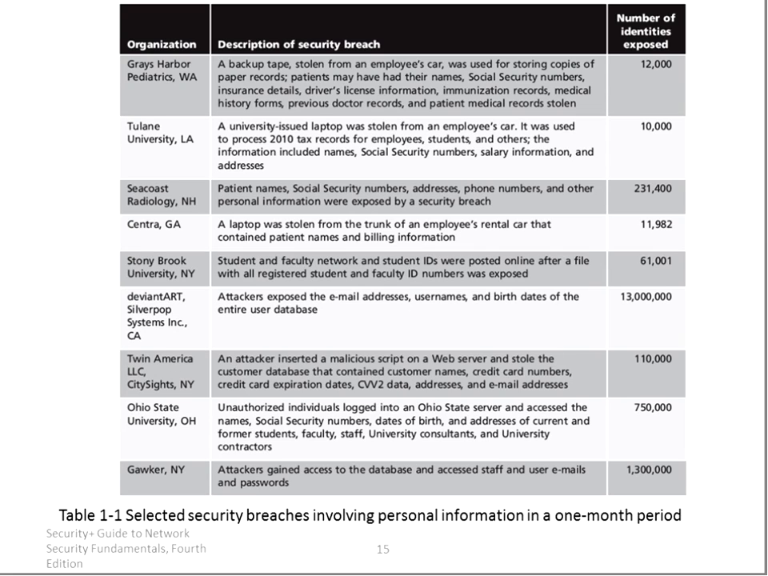Here are selected security breaches involving personal information in a 1-month period. For example, at Tulane University, a university-issued laptop was stolen from an employee's car. It was used to process 2,010 tax records for employees, students, and others. The information included names, social security numbers, salary information, and addresses. So there were 10,000 different identities that were basically lost.